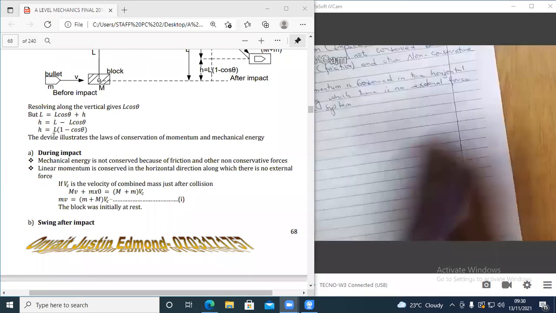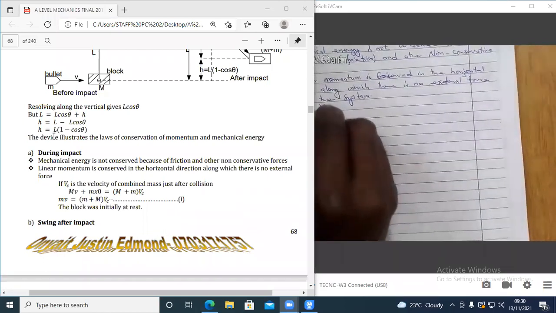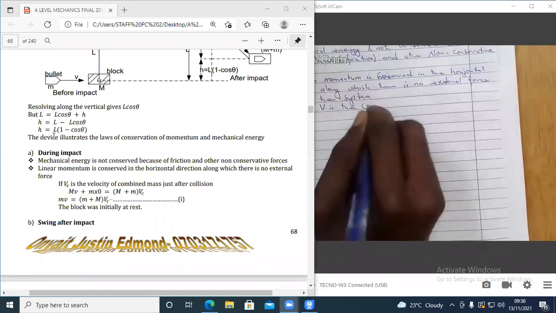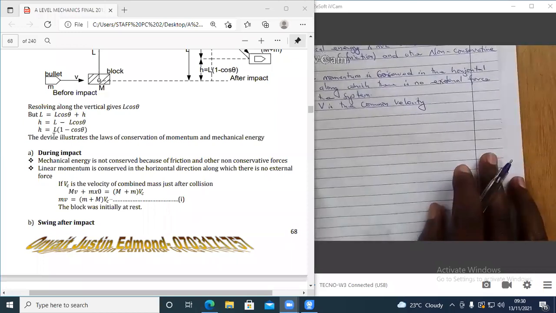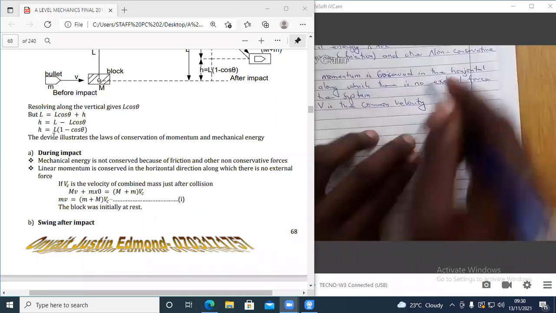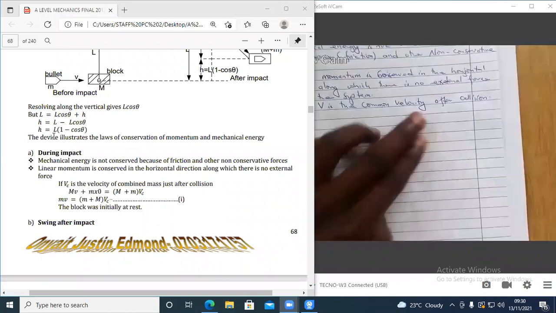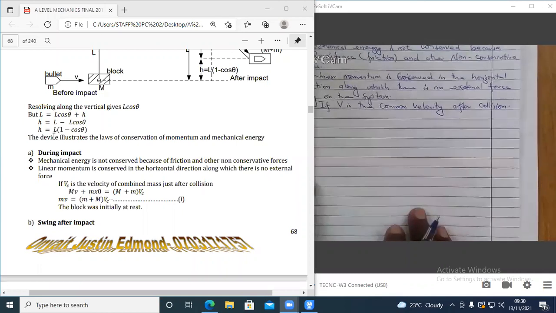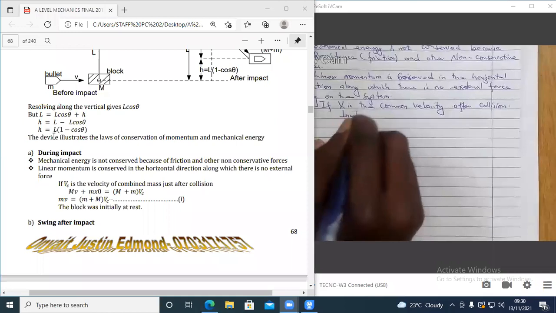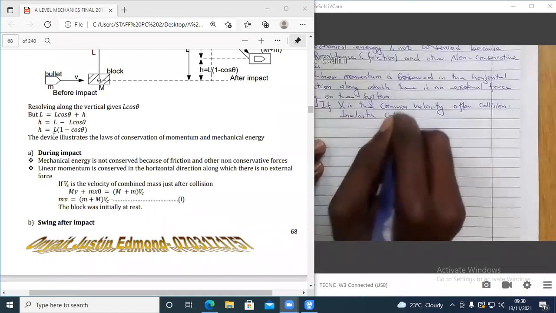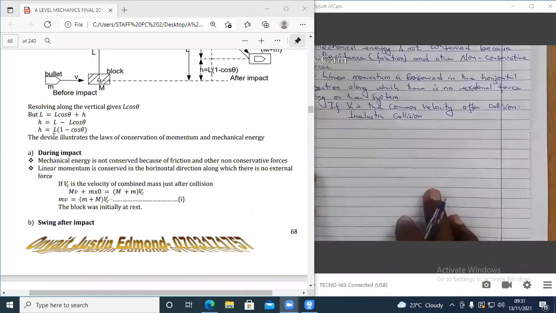So we can now say, if V is the common velocity after collision, full stop. And the type of collision here is inelastic, members. It is an inelastic collision, because after the collision they will move together. The bullet gets embedded.